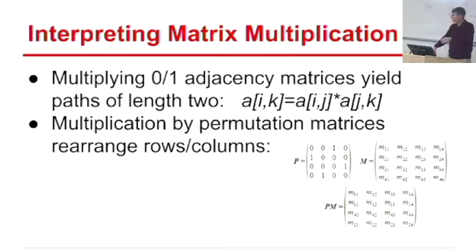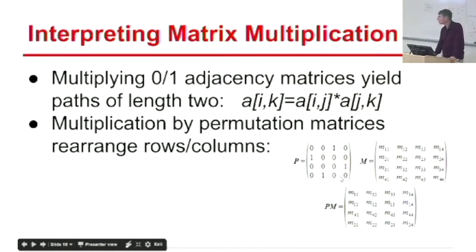The identity matrix, right? That's one where all the ones lie on the main diagonal. And what's interesting about it is, what happens when you multiply a matrix by the identity? What do you get? The matrix, okay? What happens when you multiply a matrix by a permutation matrix? It basically rearranges the rows and columns, but otherwise leaves the elements intact.